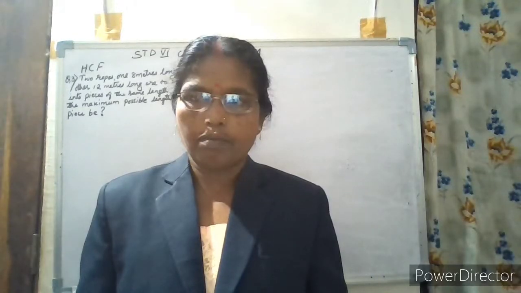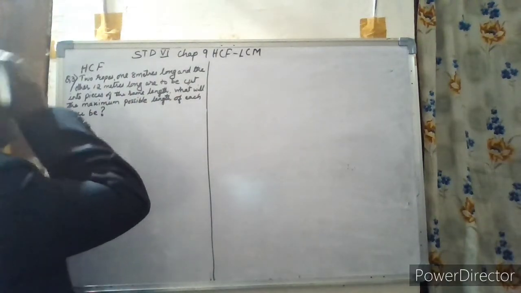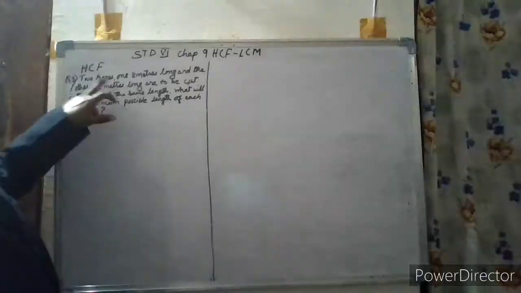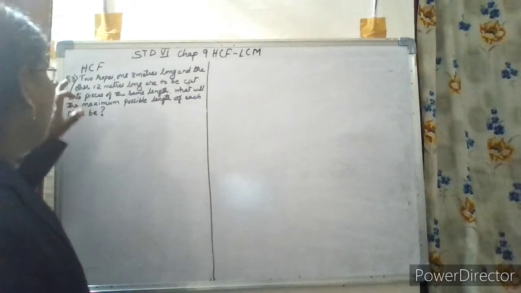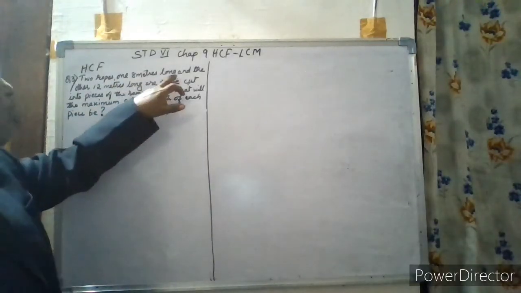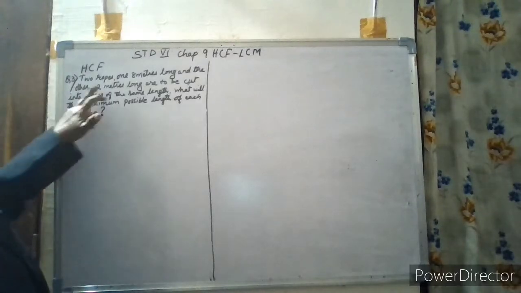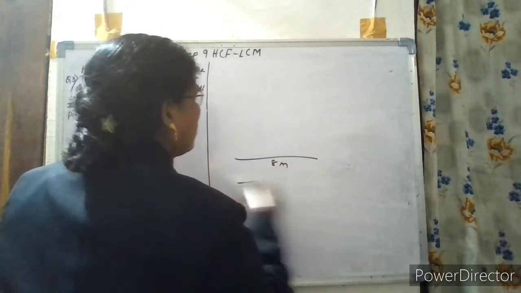Now let us go with the next question, that is question number 3 of HCF only, same practice set 24. Now see, two ropes, one 8 meters long and the other of 12 meters long. So two ropes are there. Suppose this is 8 meters and another of 12 meters long.